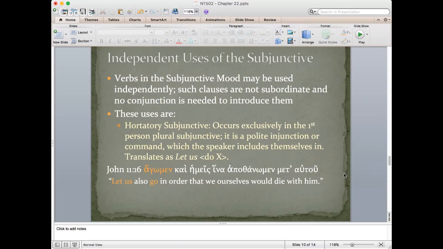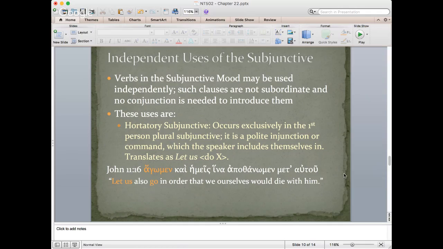So those are dependent uses, hence those that are going to be used mostly with hina, those subordinating conjunctions. But for independent uses of the subjunctive, verbs in the subjunctive mood may be used independently. Such clauses are not subordinate and no conjunctions are needed to introduce them. Now, these independent uses, there are a handful of them, and we're going to go through them now. One is the hortatory subjunctive, and it's going to only occur with the first person plural subjunctive.